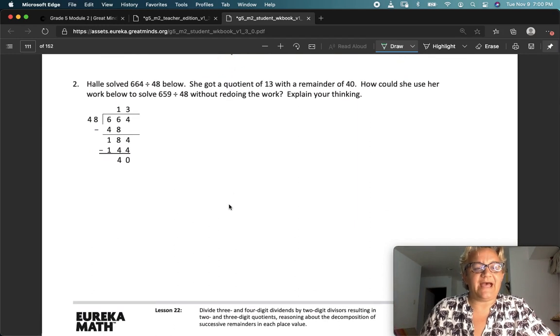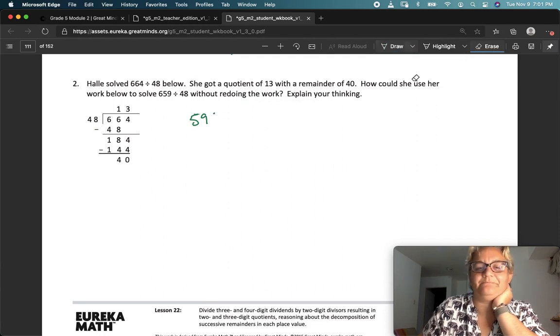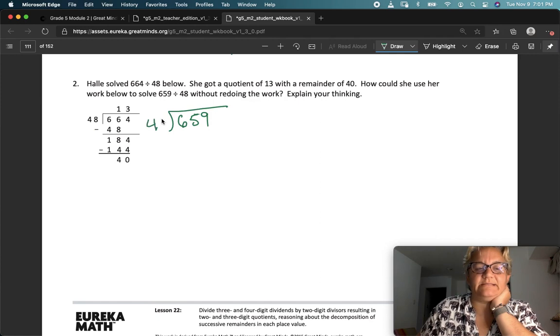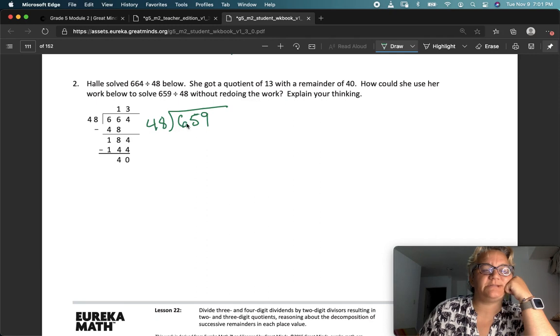Number 2, Hattie solved 664 divided by 48 below. She got a quotient of 13 with a remainder of 40. How could she use her work below to solve 659 divided by 48 without redoing her work? Well, 48 is going to go into 65 one time for sure, right? Because we have all this work right here, so we don't have to redo it all. We can just look over there.